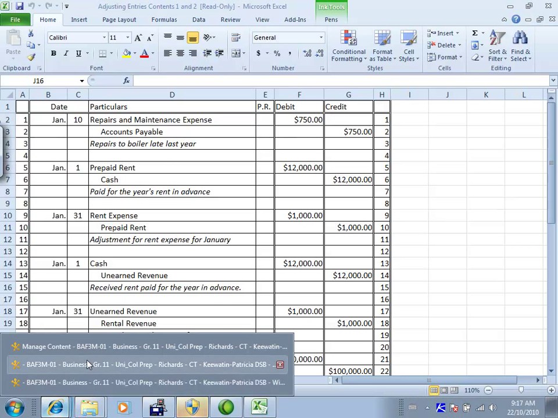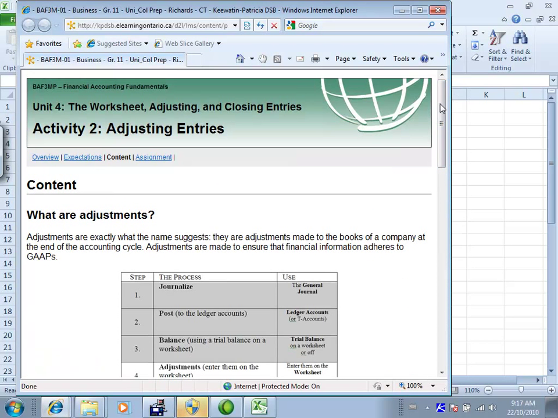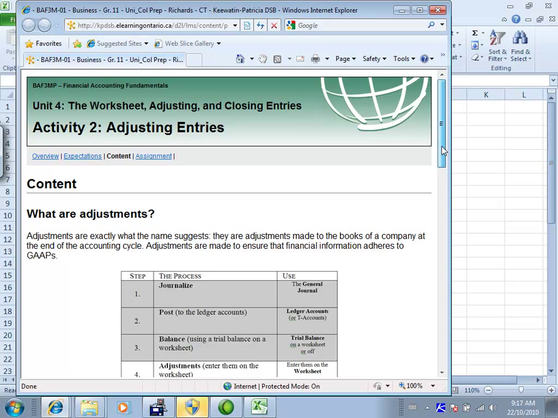In this tutorial, we're going to take a look at adjustments. And this is the first content. I'm going to make two tutorials here. The first will handle the first two, and the second, number 3 and 4. Adjustments are basically exactly what the name suggests. They're adjustments made to the books of a company at the end of an accounting cycle to fix something.